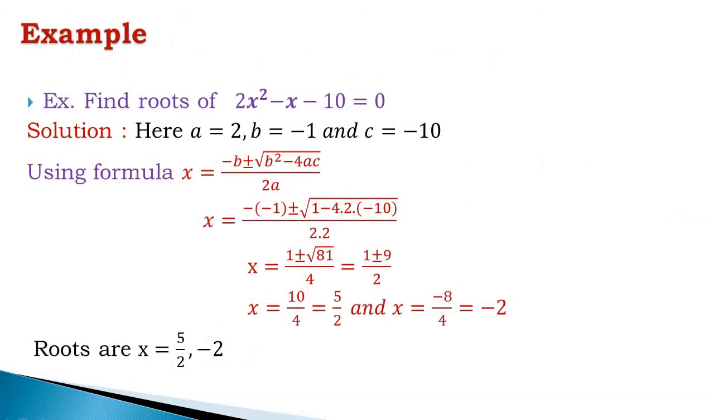Okay. So let us see another example. 2x square minus x minus 10 is 0. So here a is 2, b is minus 1, c is minus 10. So when I substitute, we get fraction-type roots, 5 by 2 and minus 2. Okay. So we get any type of roots by using this formula.